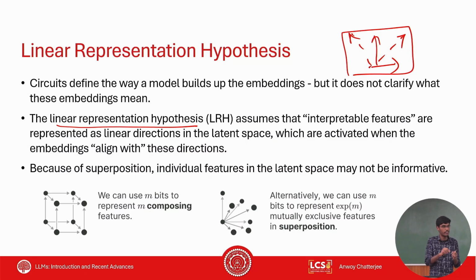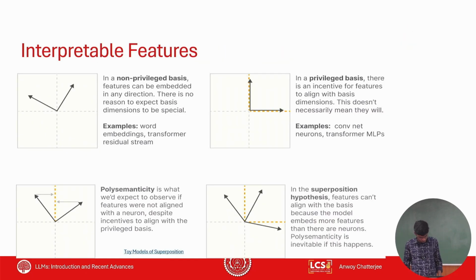The features are only activated if your input embedding is aligned with these feature vectors. This is the linear representation hypothesis, basically, right? And because of superposition, individual features may not be informative, because there are a lot of things like Windows. I gave an example of a car-detecting neuron. It was very hard to disentangle the representations within the space.